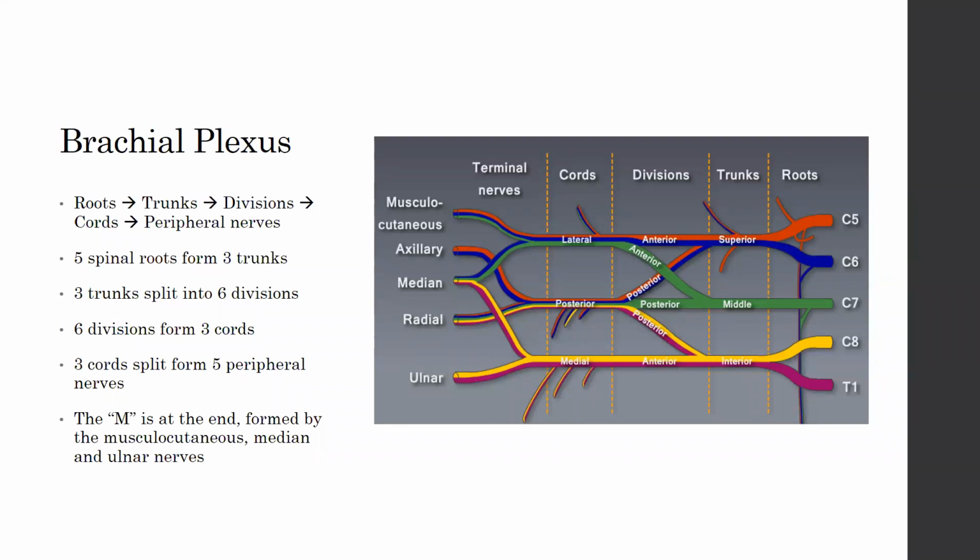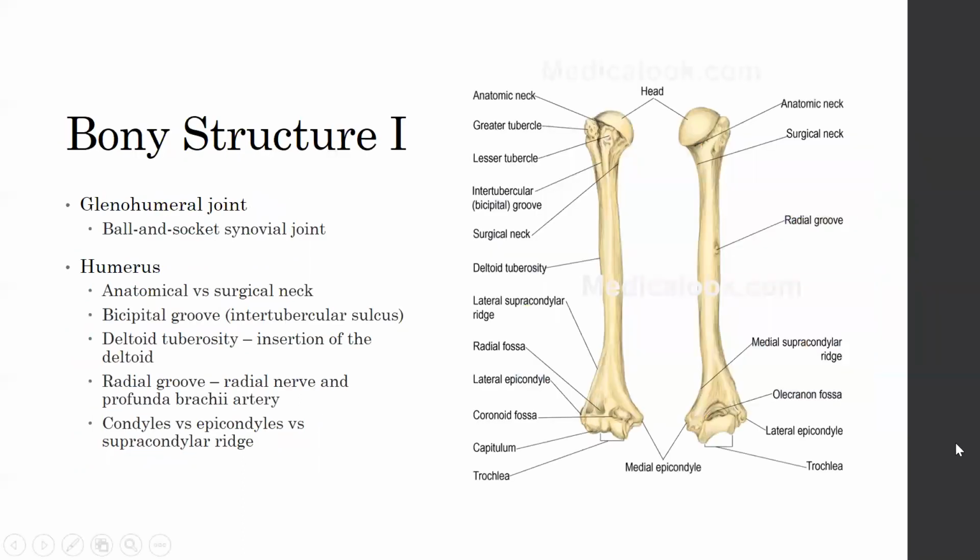They all then split up into 2 again. Posterior will form axillary and radial. Lateral will form musculocutaneous and median, and medial will form the ulnar and the median. The median obviously is formed by 2 of the splitting offs of the lateral and medial cords. And then you'll see the M at the end there, which I always point out to you in anatomy.